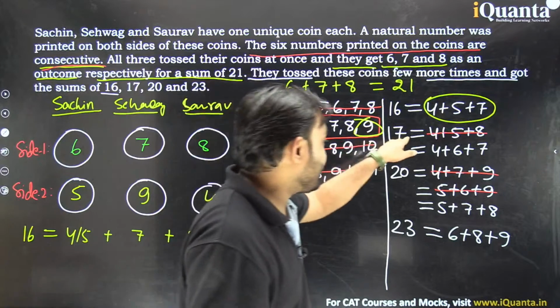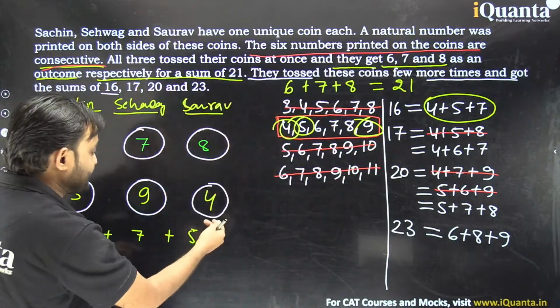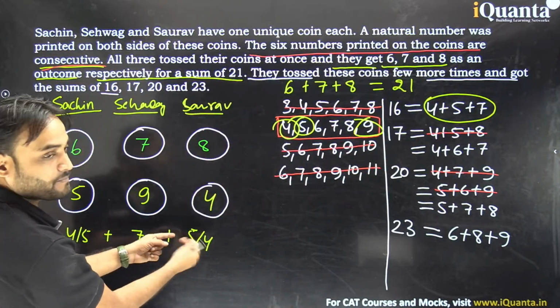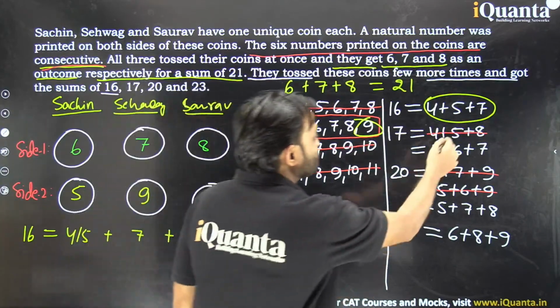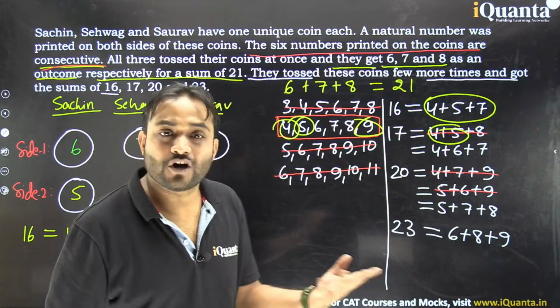Similarly for 17, we know that against 8 it will be either 4 or 5. One of them will definitely be there, one or the other. So how can both come here? It's not possible, right?